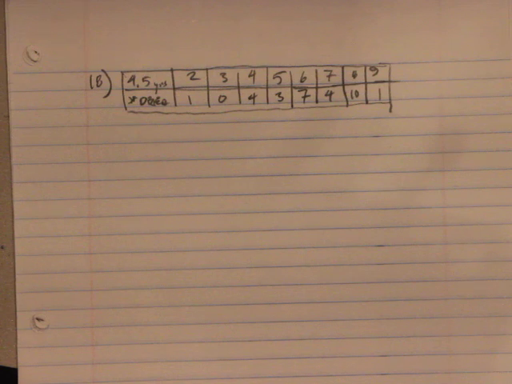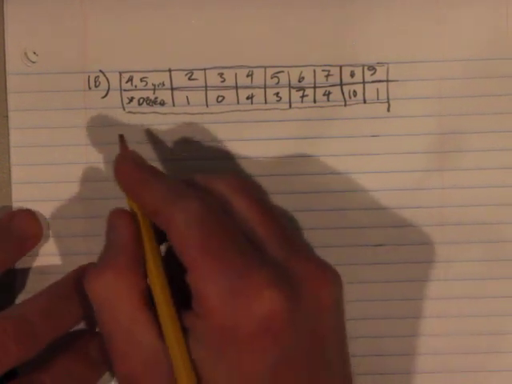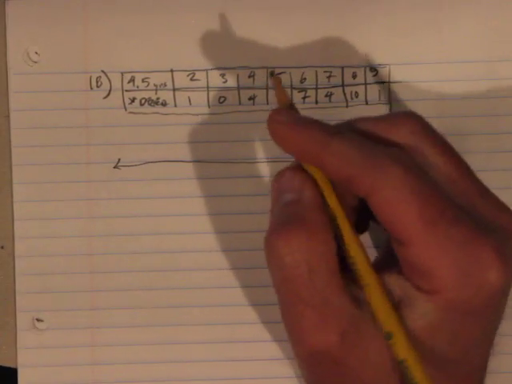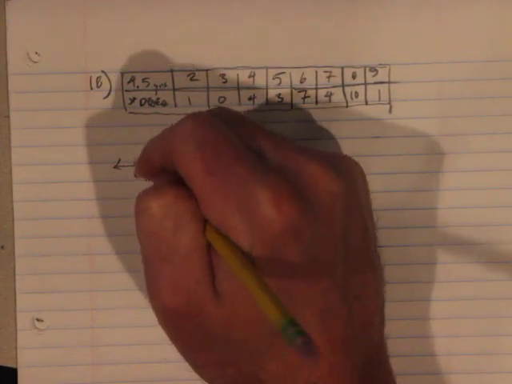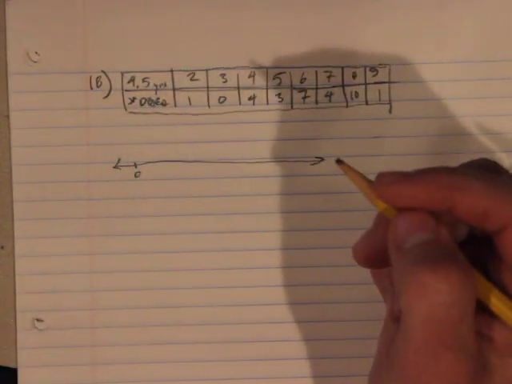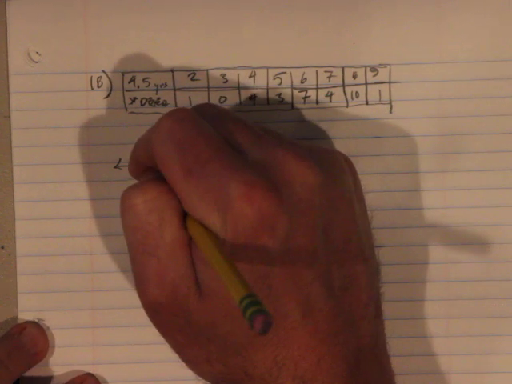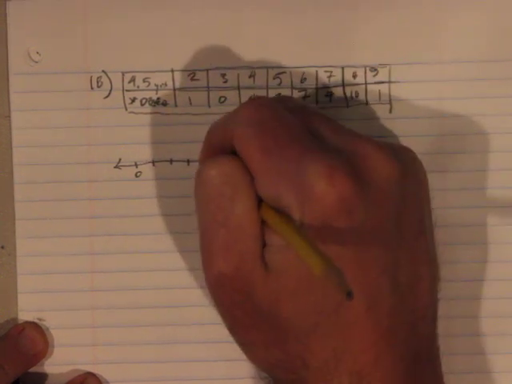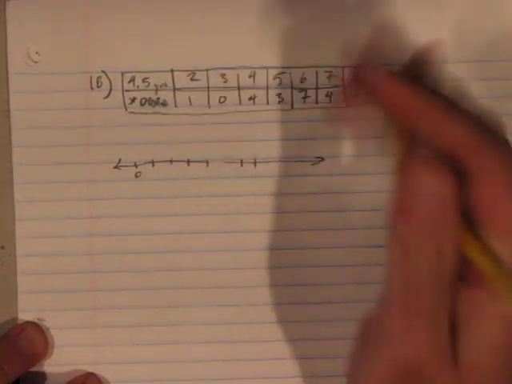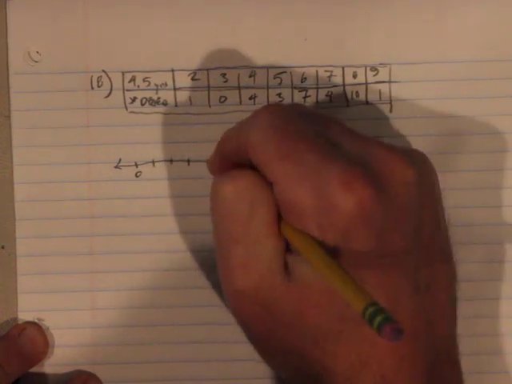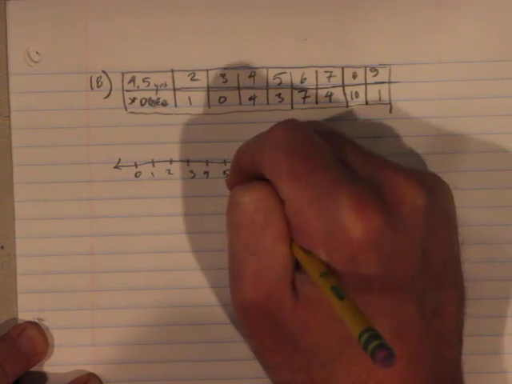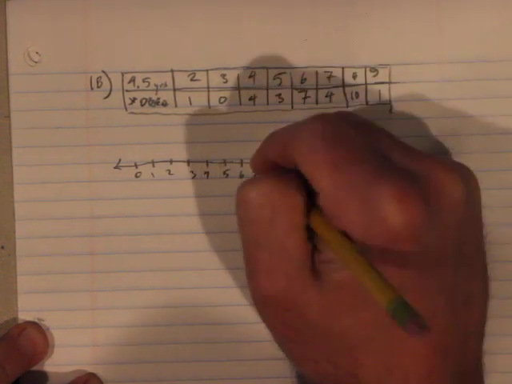Alright, make a box and whisker plot. Alright, so we should have a line like so. And let's start with 0 here, and let's go all the way to 10. 1, 2, 3, 4, 5, 6, 7. I'm going to move that 5 over a little bit. 1, 2, 3, 4, 5, 6, 7, 8, 9, 10.